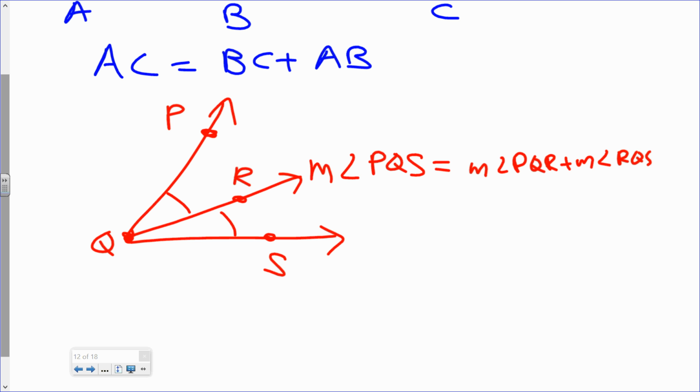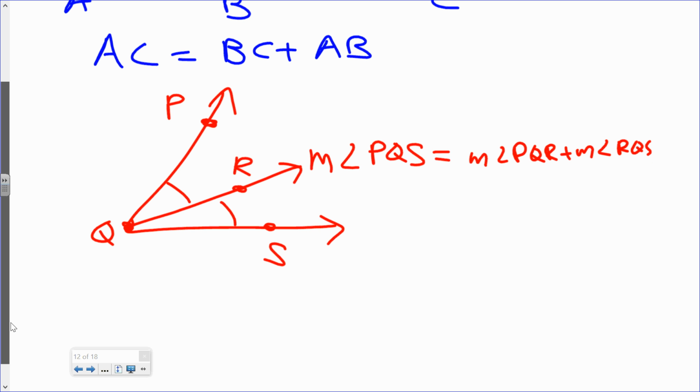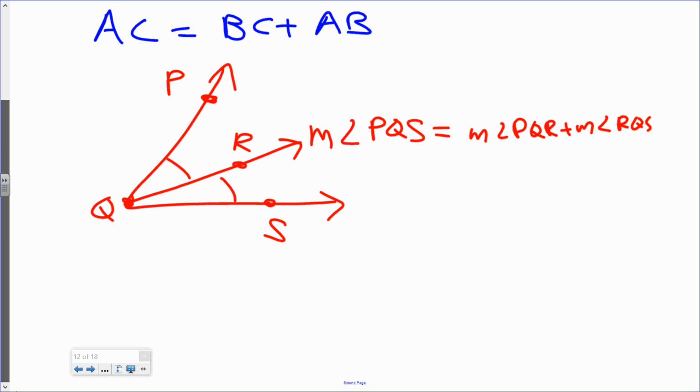No biggie, no biggie. Let's do two quick proofs and we're done. All right. RQS. And notice those are the two small angles, right, Rivera? Yeah, RQS is this angle. If you add these little angles up, they equal the big one. That's pretty obvious. That's why it's a postulate. Postulates are like obvious truths.